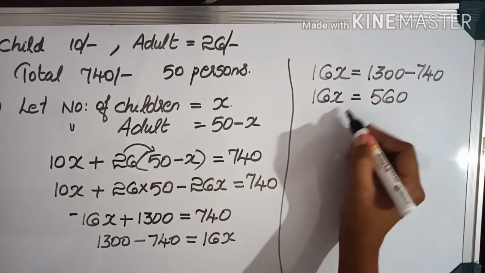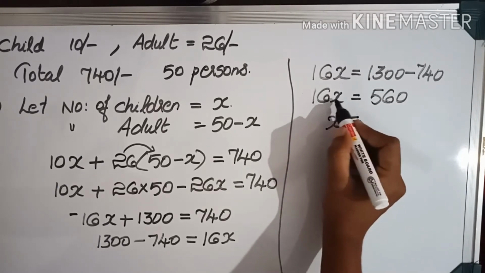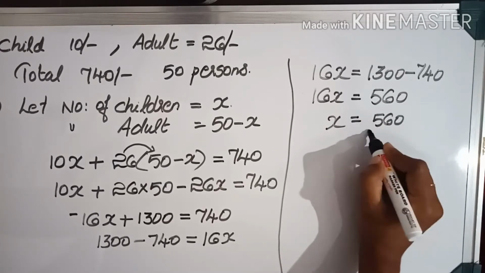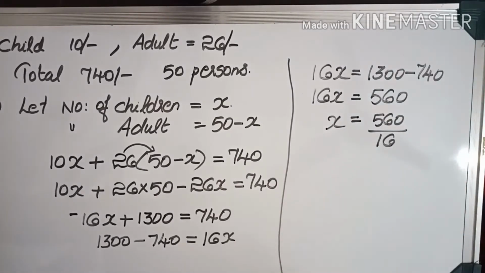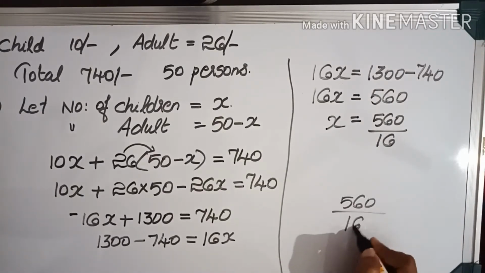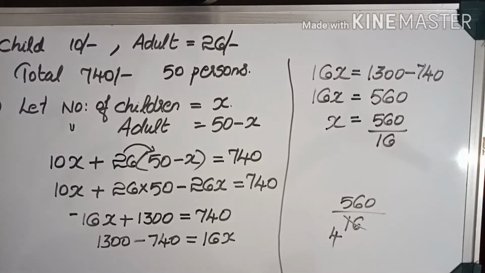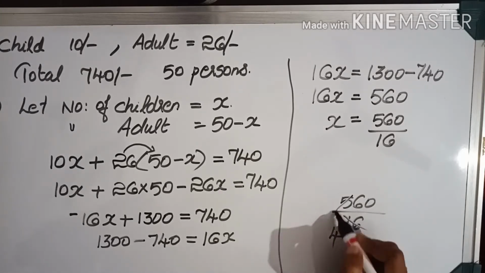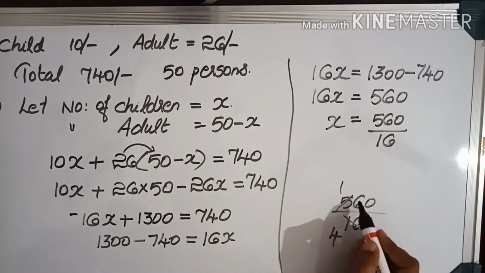Now in the next step, x equal to, 16 comes to this side, it will be divide. So 560 divided by 16. This you have to divide. Here you can see a common number. You can consider 4 as a common number here. In 16, how many 4s? 4 4s are there. Starting with 2 also you can start, no issue. Now in 5, how many 4s? Only 1 4. Balance is 1.